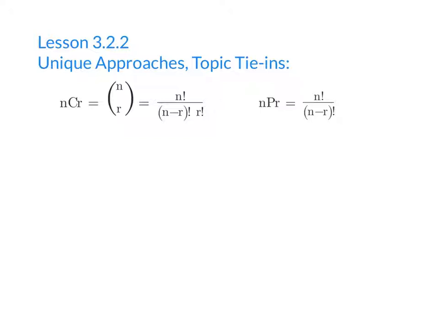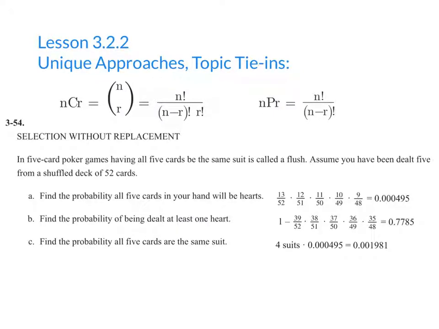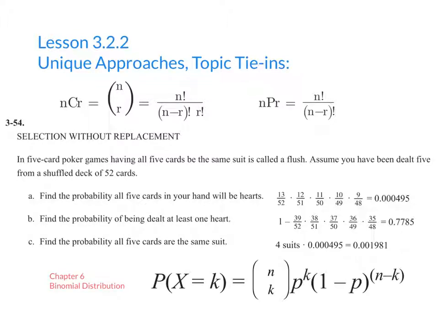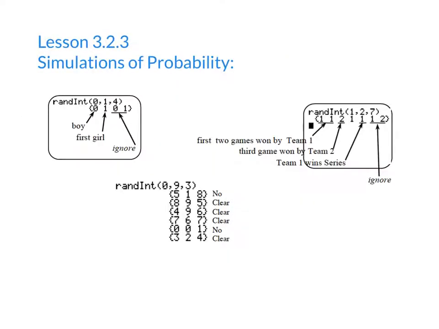This section and chapter does not focus on counting principles and assumes that students have some prior experience with combinations and permutations. However, problem 3-54 does include sampling from a deck of cards without replacement. Looking ahead, students will work more with combinations in Chapter 6, along with the binomial distribution.